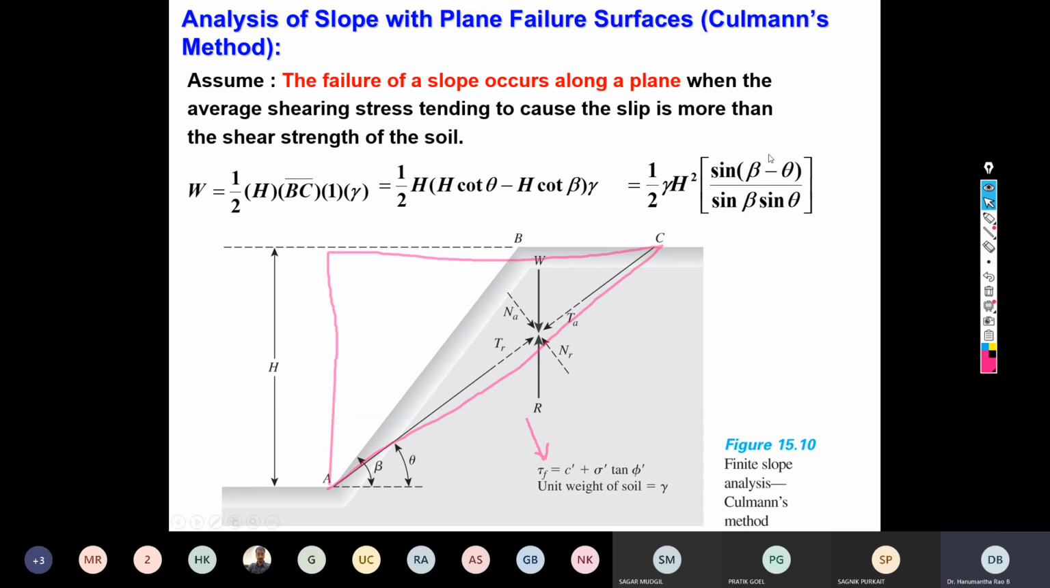This follows the principle of sine of a plus b or sine of a minus b, or tan of a plus b or tan of a minus b. If you simplify further, you will get an expression of gamma h square into sine of beta minus theta by sine beta plus theta. This is how one can determine the weight.